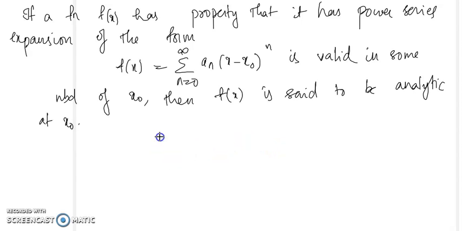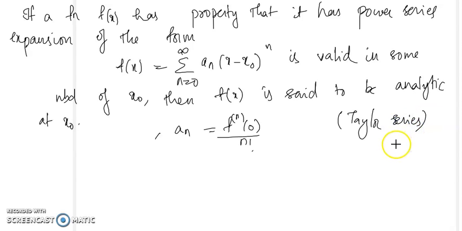Here a_n in this case will be given by f^n of 0 by n factorial. That will be the value of a_n, and this series is also called the Taylor series. I think you have learned in complex analysis already that for a function analytic at a point, it will have a Taylor series expansion about that point.